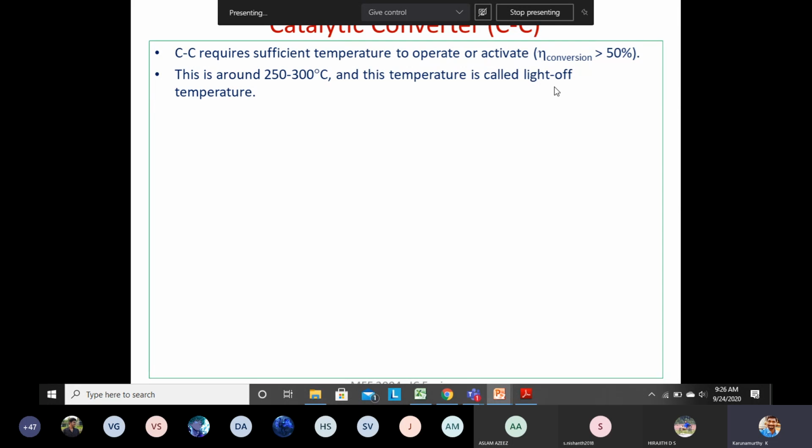That means the catalytic converter should be allowed to operate at this light-off temperature or at a temperature higher than the light-off temperature. Only then can it perform well, and thereby we can have unharmful emissions from the engine exhaust. The time period during which the catalytic converter is active is what we call the light-off time, and the temperature at which it is going to perform well is called the light-off temperature.